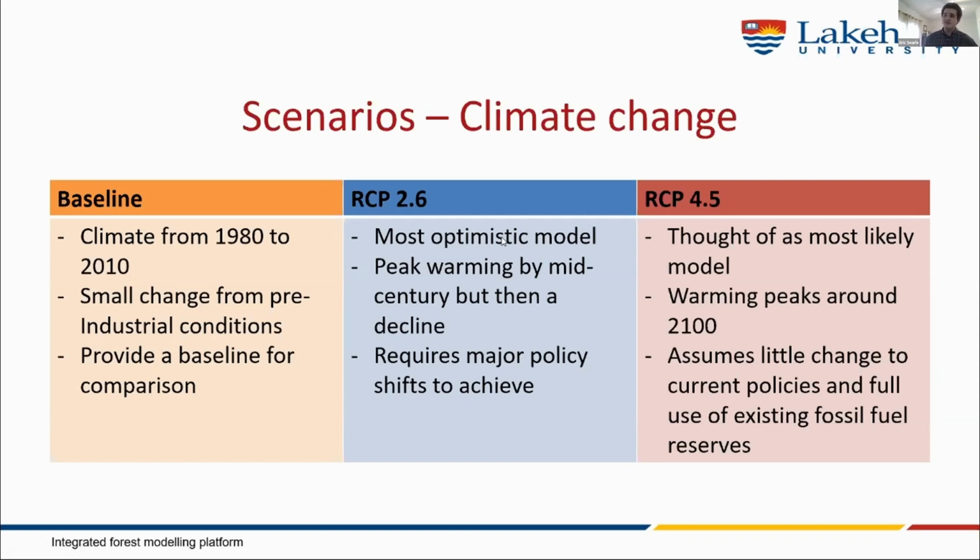We'll look at RCP 2.6, which is currently the most optimistic model, with peak warming by mid-century, but then a decline. This requires major policy shifts to achieve and is looking increasingly unlikely every year, but I like to hold at least a little bit of optimism. And we'll look at RCP 4.5, which is thought of as the most likely model. This one has warming peaking around 2100. The basic assumption here is that there's little change to current policies, and we're using all existing fossil fuel reserves rather than keeping them in the ground.